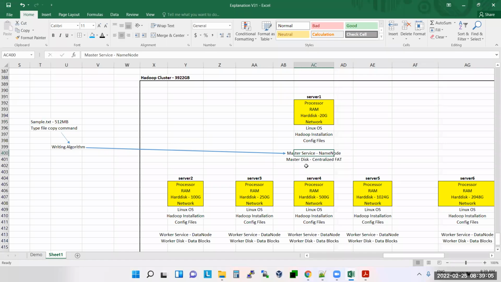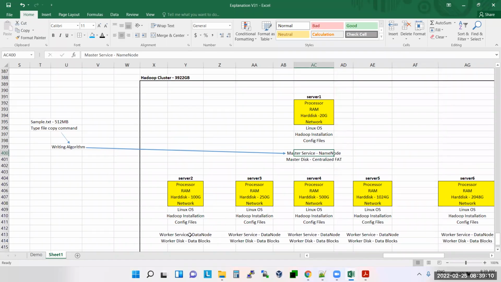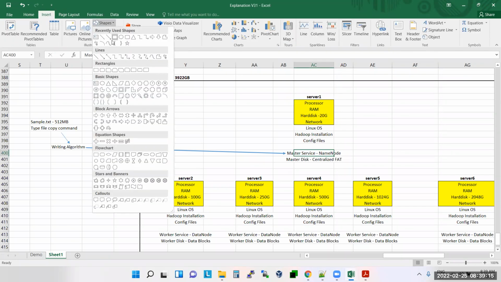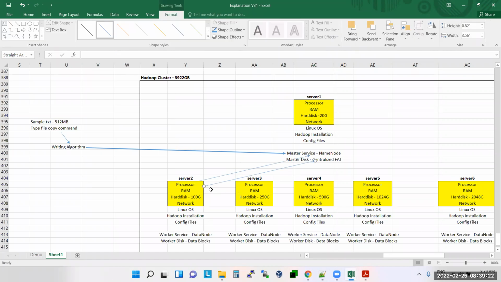Now what will the name node do? Here, what will happen, guys? Each data node service will be sending a heartbeat to the name node. It means each machine will be sending a heartbeat to the master service. So each data node is sending a heartbeat to the name node.